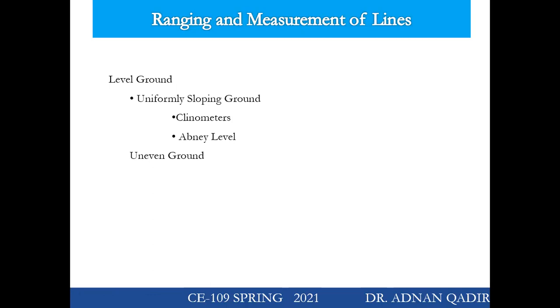Then ranging and measurement of lines. If it is for uniformly sloping ground, we use clinometers and Abney levels, and for uneven ground, we have some other method. Actually, the clinometers and Abney levels are handheld instruments, very old instruments, and they help you in measuring the angles of the lines. So when you go to the lab, please have a look at it.